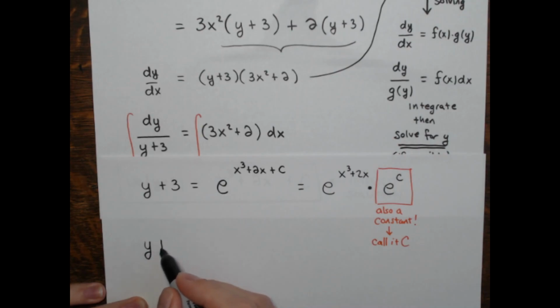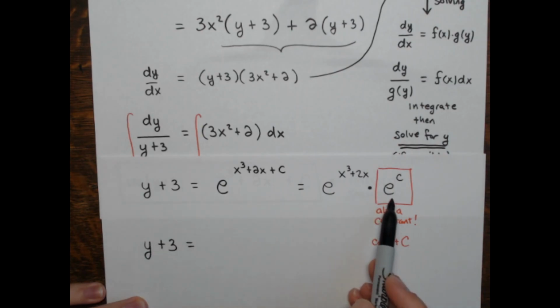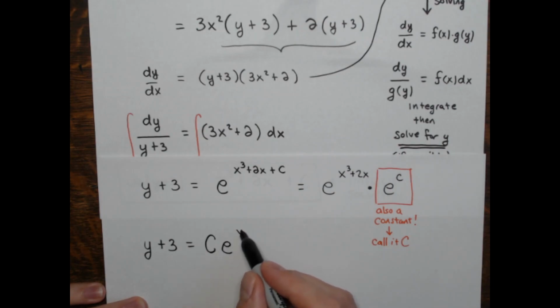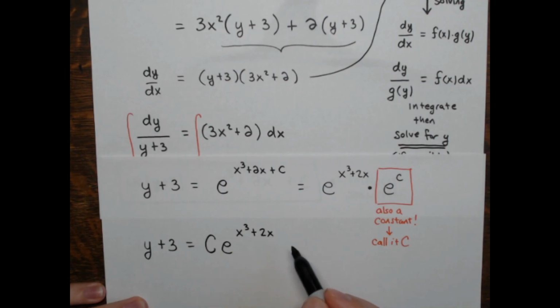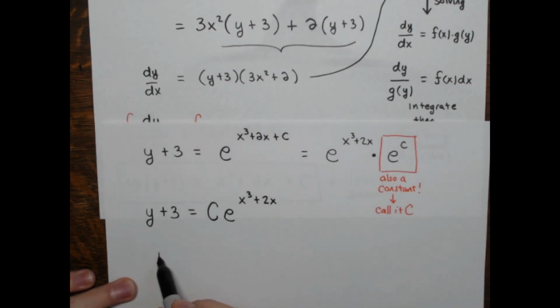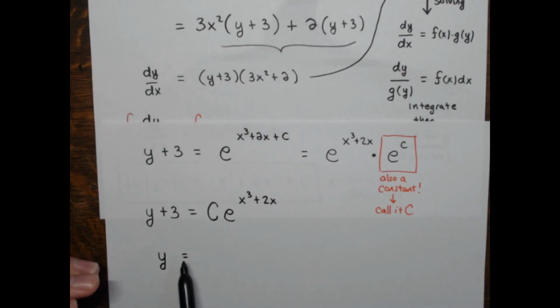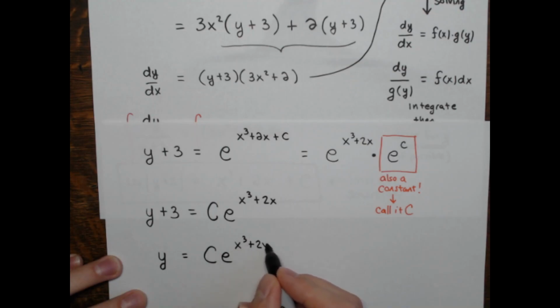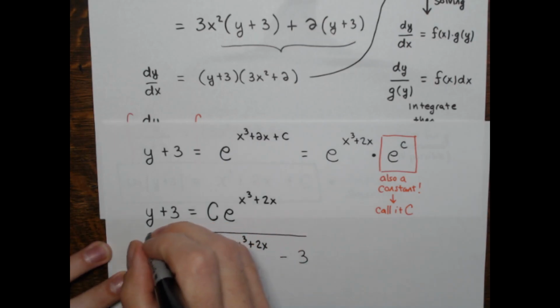So we have now y plus 3 equals a constant multiplied. Again, I'm showing this e to the c as another constant times e to the x cubed plus 2x power, and then subtract 3. And there's your solution in explicit form, right? Y is described as a function of x explicitly. You have solved for y. So c times e to the x cubed plus 2x power, and then minus 3 after. Subtracting that 3, and there we go.